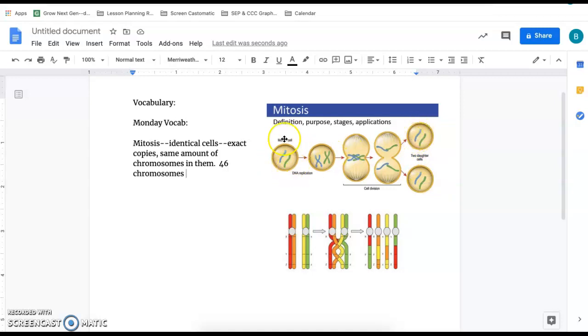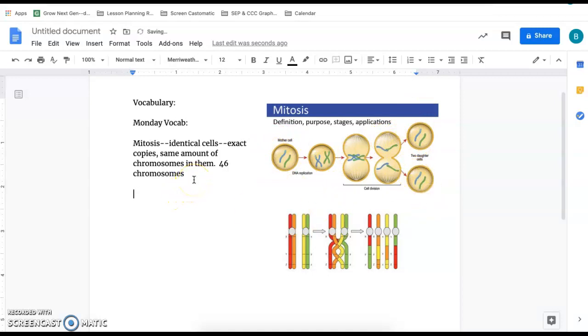So you can see we started with one cell that had 1 blue and 1 green, and we ended with 2 cells, each having 1 blue and 1 green. So with mitosis, they actually make exact copies. So this cell has the same stuff as both of these cells as well.